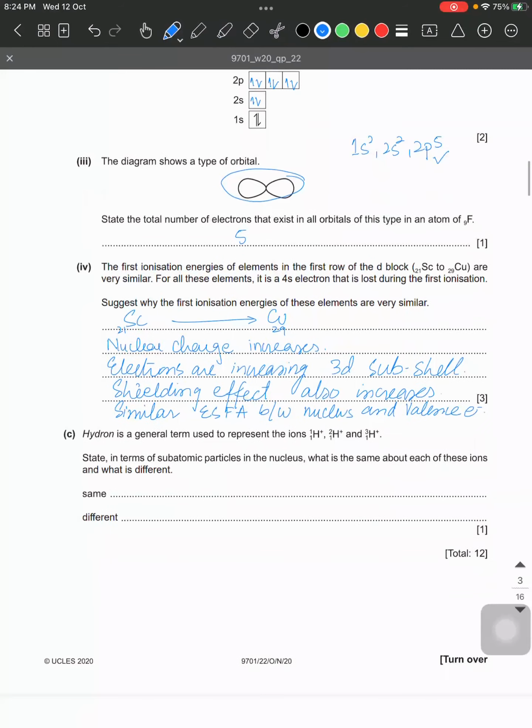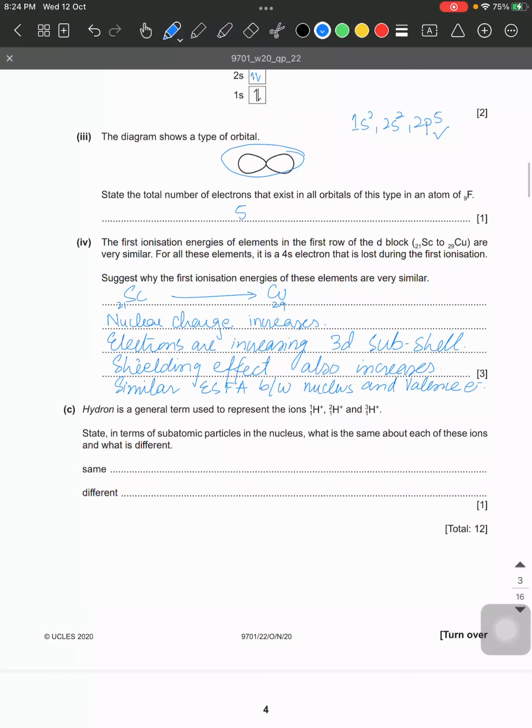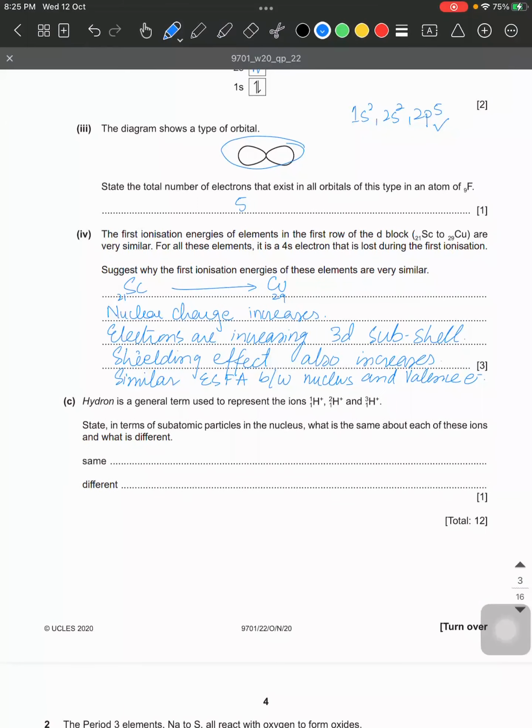Then in the C part, they are saying that hydron is a general term used to represent the ions of hydrogen. Over here, H positive, and they all are H positive, but there is a change in neutrons, so they are actually isotopes. They are ions of hydrogen isotopes, right? State in terms of subatomic particles in the nucleus, what is the same about each of these ions, and what is different? What is the same in all of them?